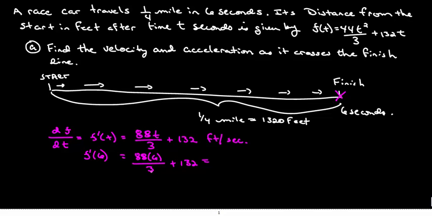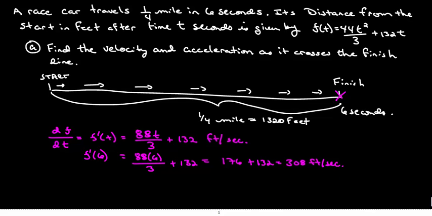And so 6 divided by 3 is 2. 2 times 88 is 190. No, that seems too high. 176, sorry. 176 plus 132, which gives me a total of, I believe, 308. And again, that's feet per second.